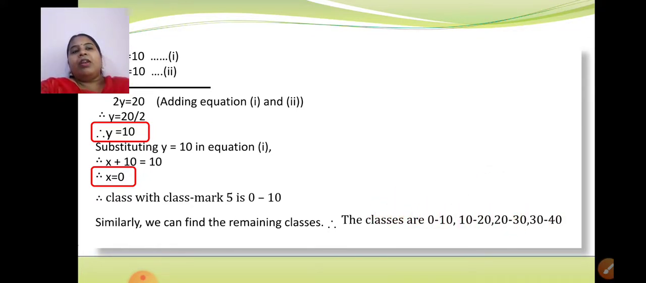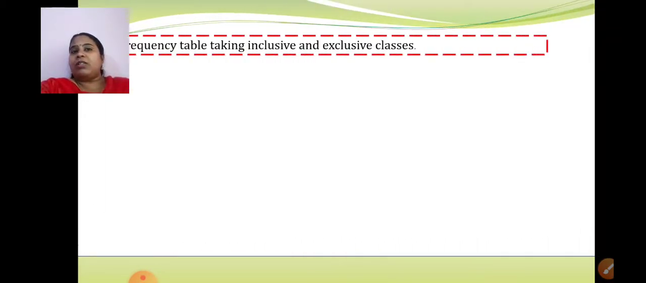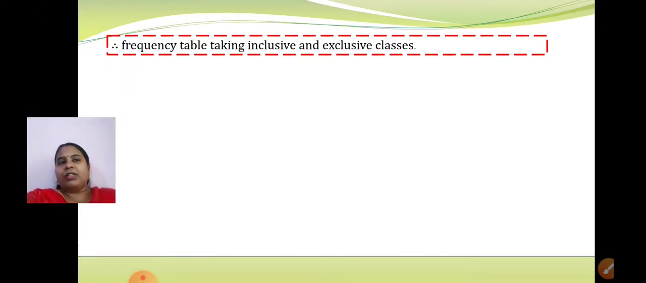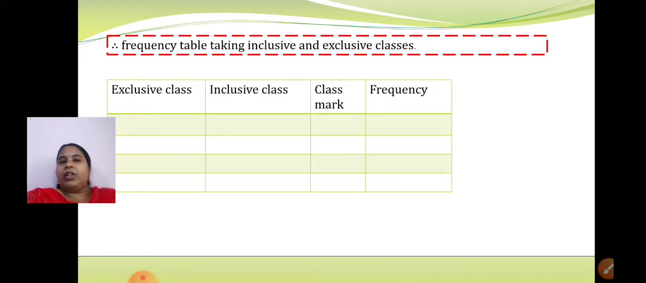Okay, now the problem in this sum is they are not only asking you class marks, they want the frequency table taking inclusive and exclusive both. Okay, this is what they have asked us. Then what is to be done? Now see, this is the way the final answer is to be presented. All these calculations have to be done, but the final answer will be presented in a tabular column.